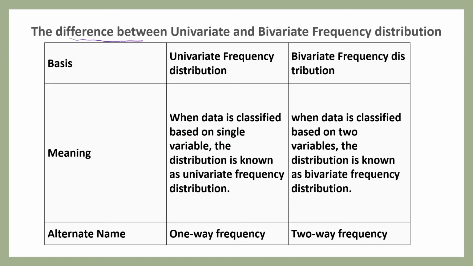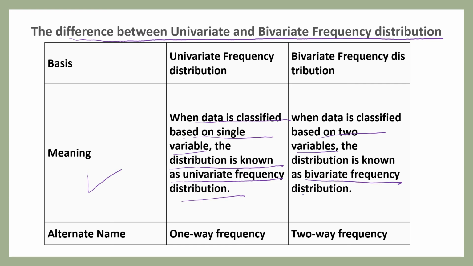What is the difference between univariate and bivariate frequency distribution? When the data is classified based on a single variable, the distribution is known as univariate frequency distribution. If it is classified on the basis of two variables, then the frequency distribution is known as bivariate frequency distribution. The alternative name for this is one-way frequency, and this is two-way frequency.